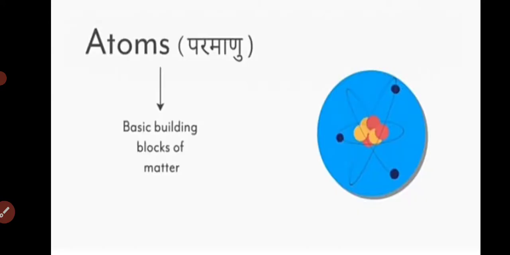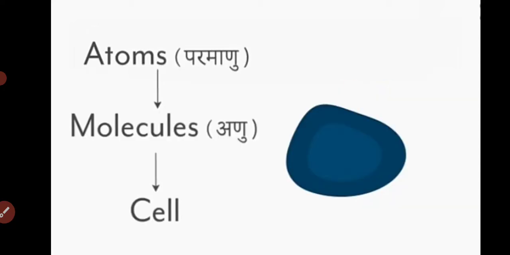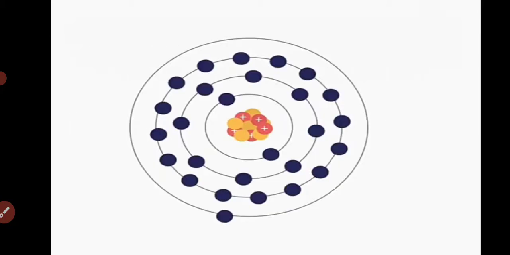We know that every matter is made up of small particles which are known as atoms. Thus, we can say that atoms are the building blocks of matter, such as the cell is the building block of all living organisms. Now, when atoms combine together, they form a molecule, and ultimately when molecules combine, they form a cell.